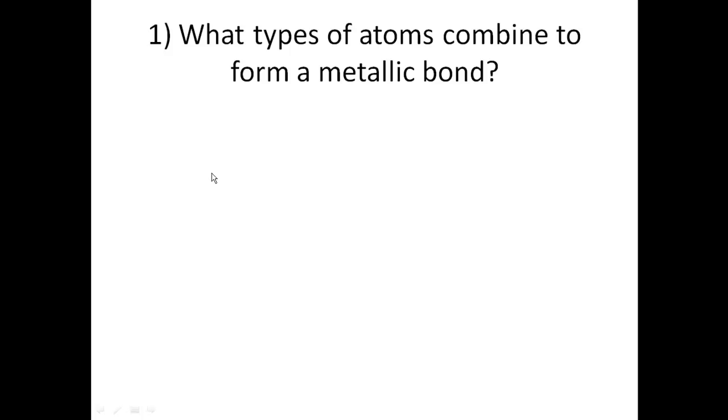What types of atoms combine to form a metallic bond? Well, that should be clear. It's metals. Typically it'll be two or more metals that we put together. Sometimes you'll just have one metal, but you could have two metals put together, and sometimes we'll throw in something that's not a metal, like carbon. But usually it's multiple metals forming together.